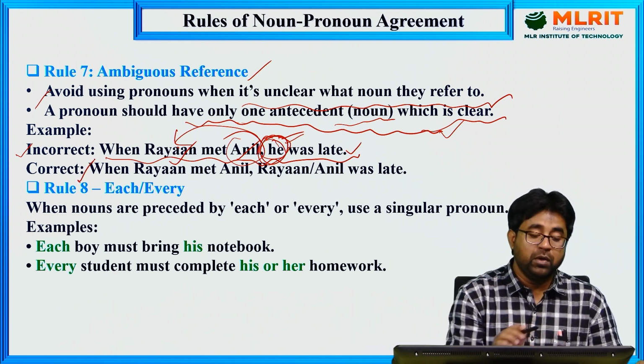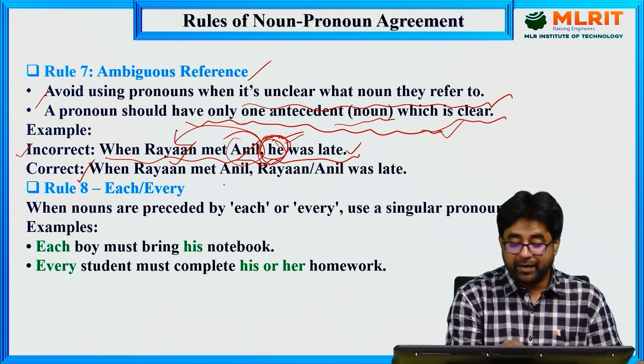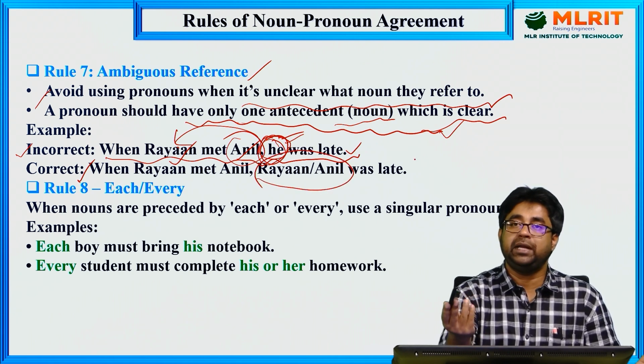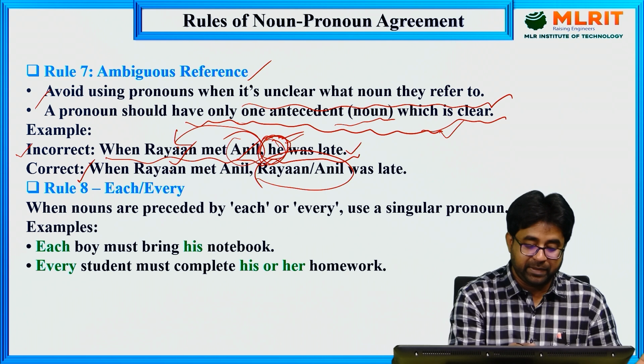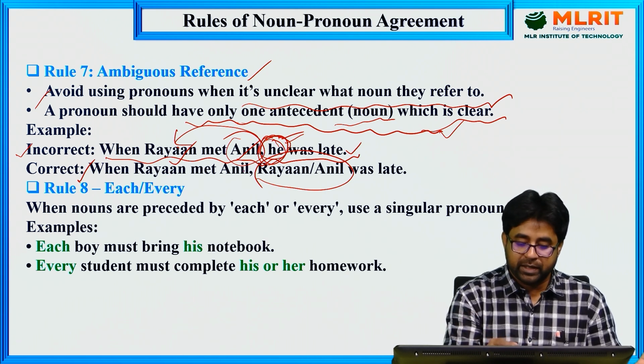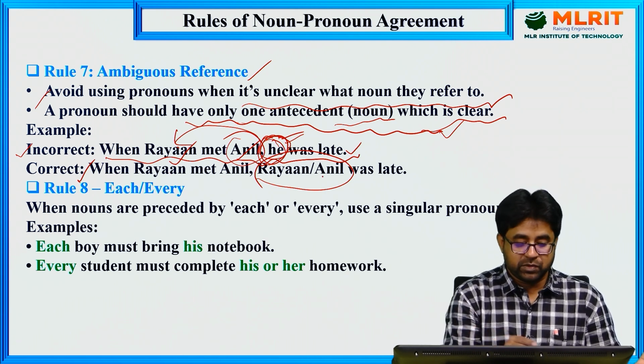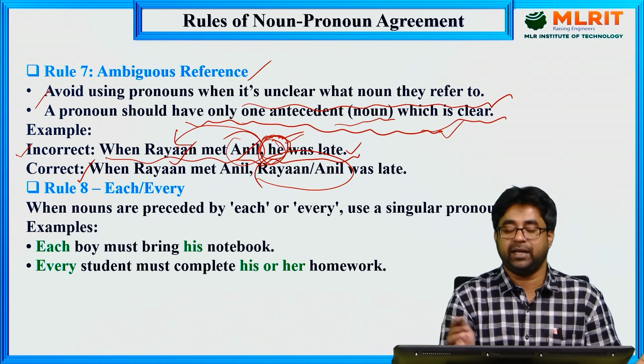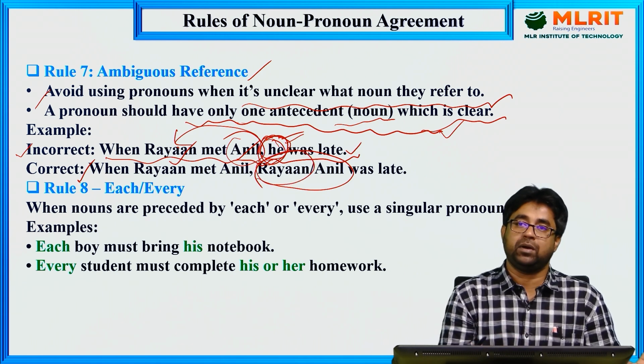So see how I revised the sentence. When Ryan met Anil, you can see Ryan or Anil was late. So only one was late. It can be either Ryan or Anil. So according to the fact, you can replace. You can say, when Ryan met Anil, Ryan was late. So I'm not using any pronoun here. I am directly using the particular noun only.